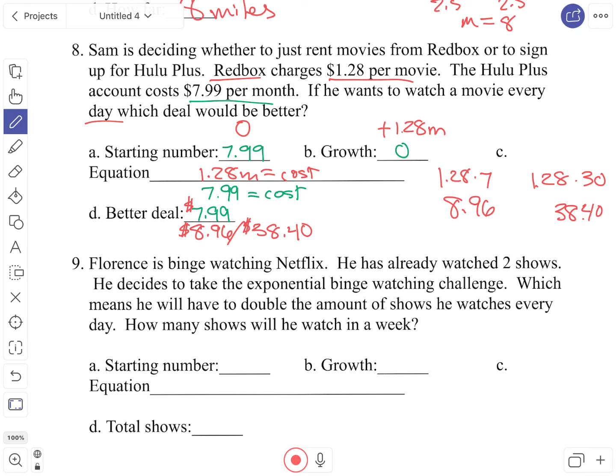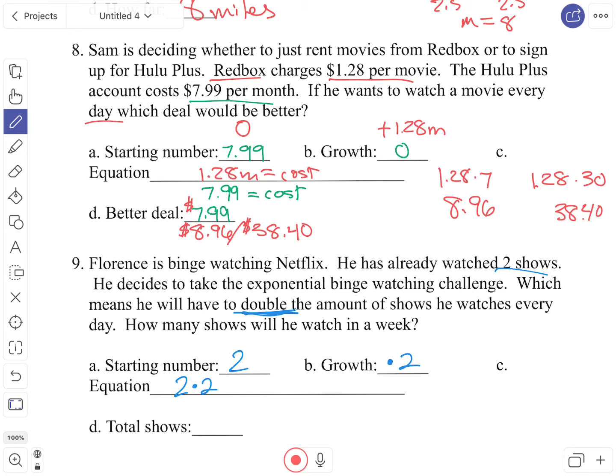Florence is binge watching Netflix. He has already watched 2 shows. He decides to take the exponential binge watching challenge, which means he will have to double the amount of shows he watches every week. Okay, that word double means timesing by 2. So now instead of adding or subtracting, we're multiplying. So he's already watched 2 shows, so that's our start. So we start at 2, then we're timesing by 2.